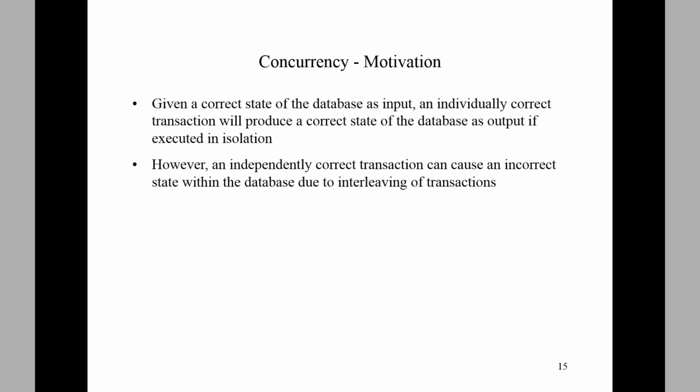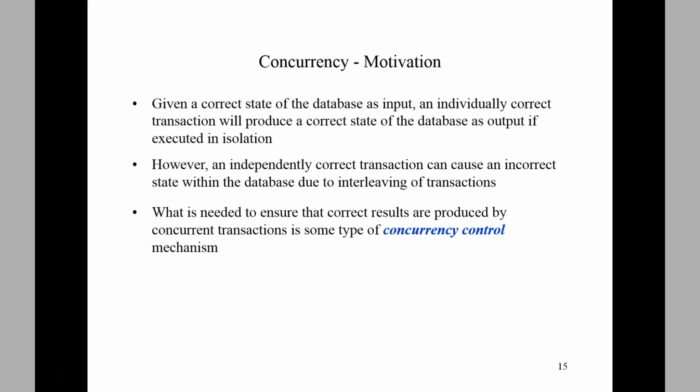With that background, let's talk about the motivation for concurrency. Given a correct state of the database as input, an individually correct transaction will produce a correct state of the database as output if executed in isolation. However, an independently correct transaction can result in an incorrect state within a database due to the interleaving of transactions, and this is due to that potential interference that we discussed.